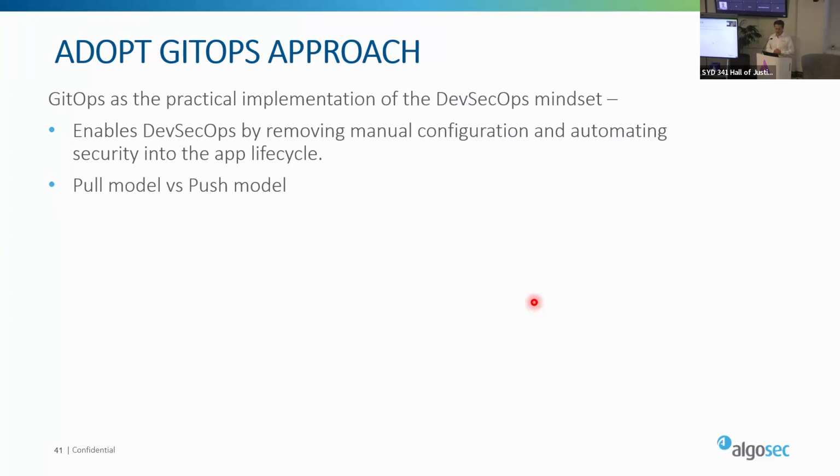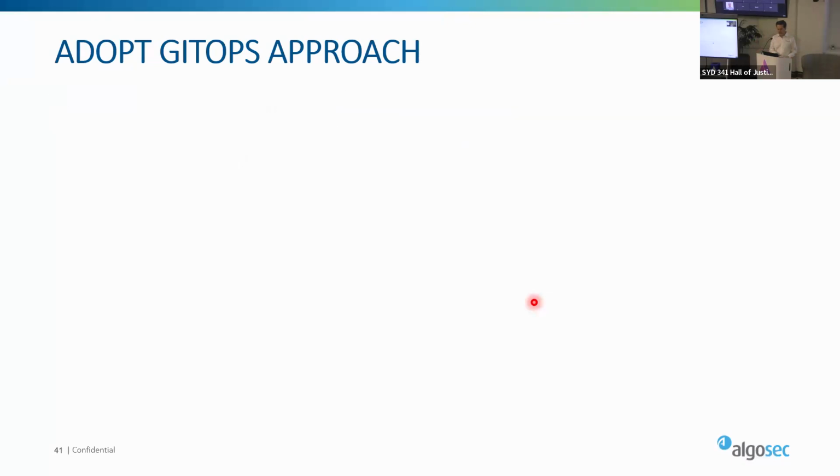GitOps is a practical implementation, as I mentioned before. So why is it practical? Because once you adopt the GitOps approach, you avoid manual changes, and you practically rely on the pull process to automatically get all the configuration into the life cycle. So, as I mentioned, the pull model versus the push model.